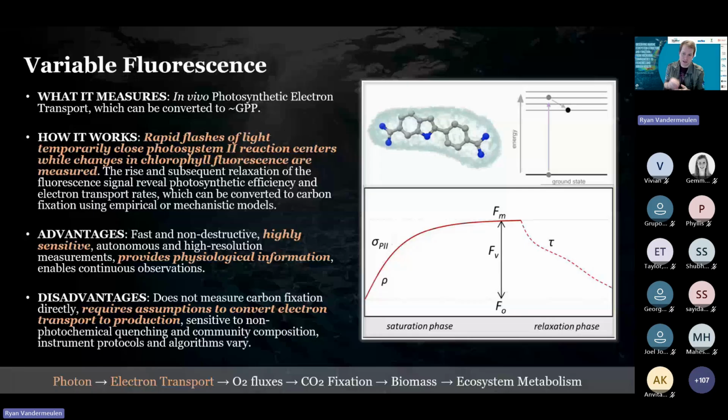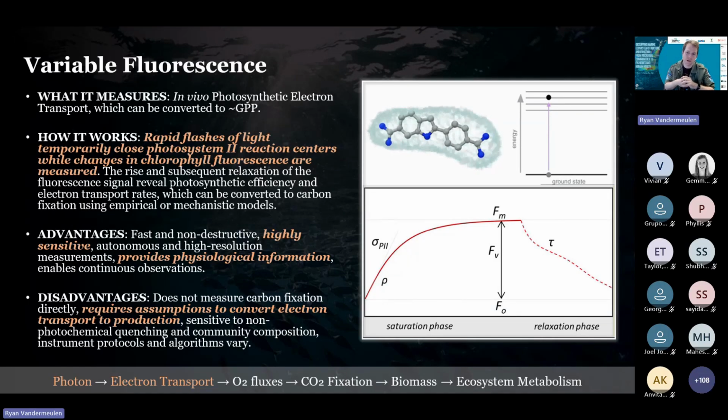So the instrument works by sending really rapid pulses of light at a water sample. So these pulses temporarily close the reaction centers of photosystem 2 by basically filling the available electron acceptors. So when photosystem 2 is closed, fluorescence increases because that absorbed energy can no longer be efficiently directed into photochemistry. As we measure this, the difference between the minimum, sort of background fluorescence, and the maximum fluorescence, FM, gives us the variable fluorescence, or FV.